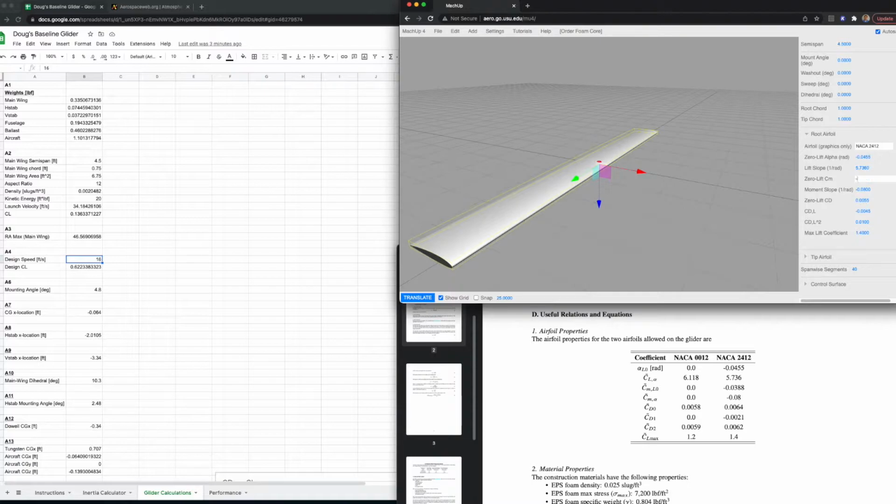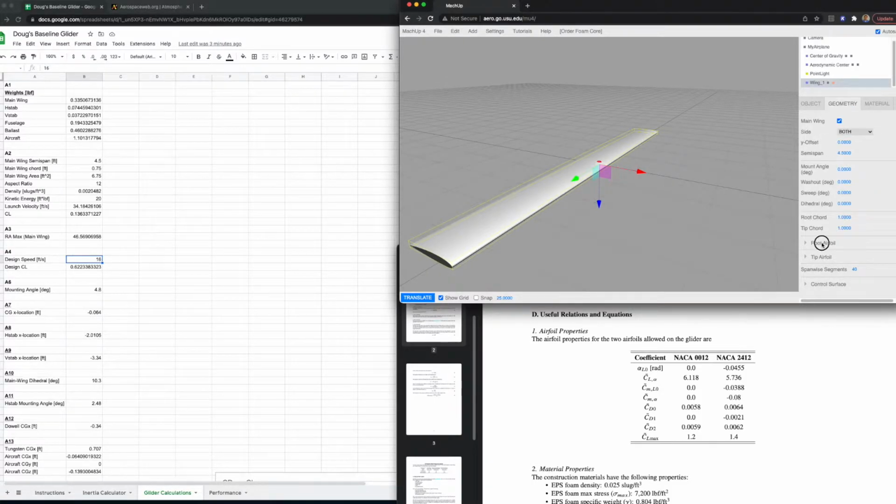For the next one, we've got minus 0.0388. Then we've got minus 0.08, that's correct. And then for the drags, we've got 3 drag terms here. The first one is 0.0064. We've got minus 0.0021, and then 0.0062.